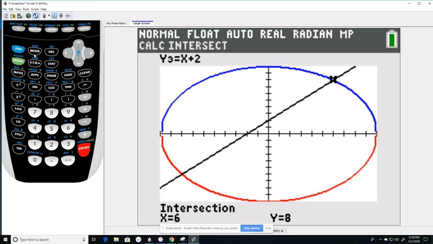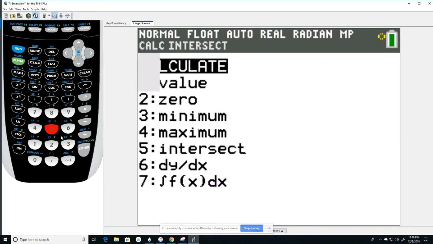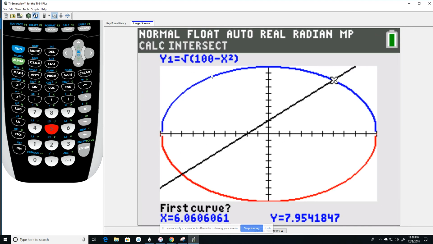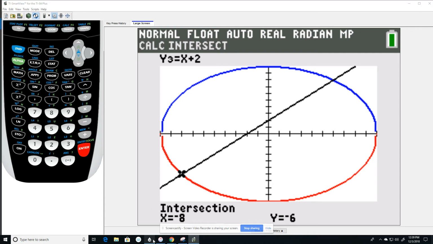The other intersection, when I go to second, calculate, intersect, I don't want to select the blue anymore because my intersection is down here, which is part of the red graph. So I hit enter for y2, enter for y3. And then when I guess, it's important that I move my cursor all the way across. Let me hold it down. There we go. It's important that I move it down here so that I'm guessing close to the right intersection. And it tells me that that one is negative 8, negative 6.